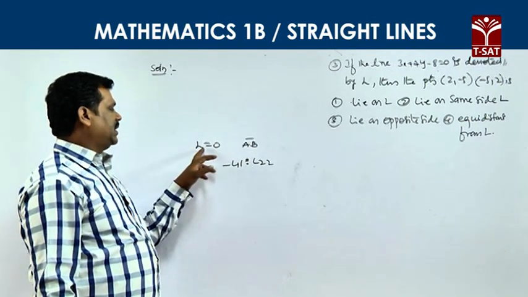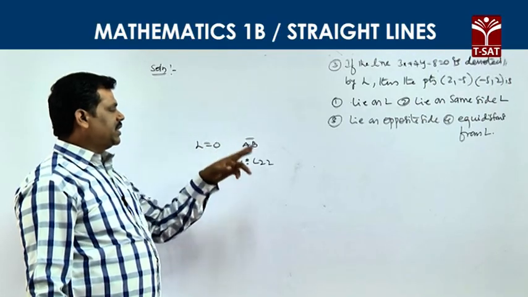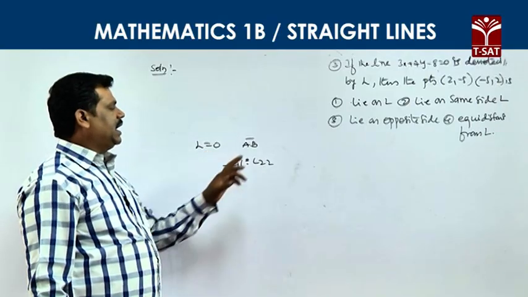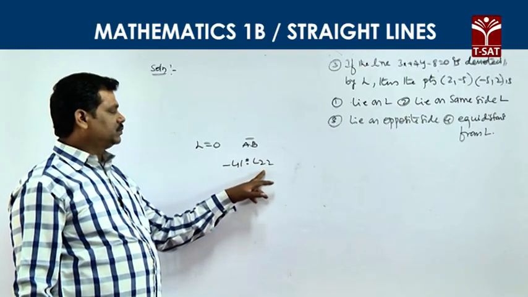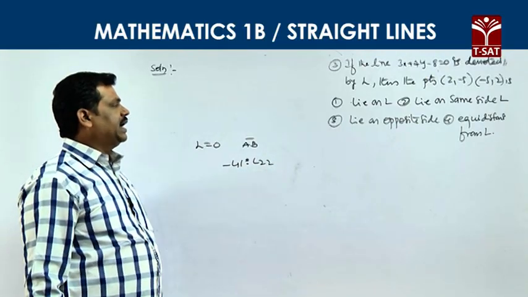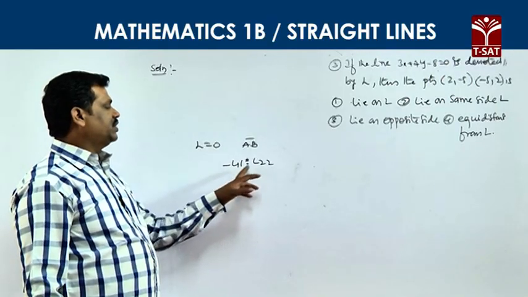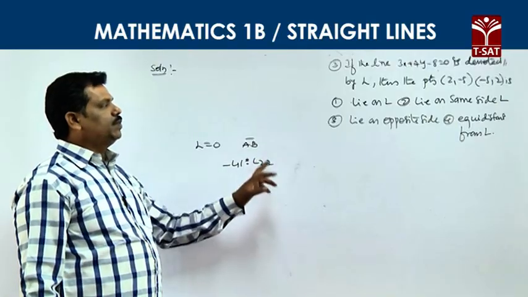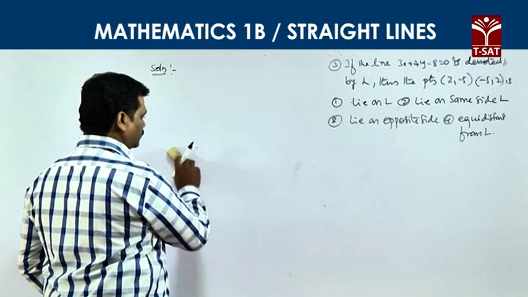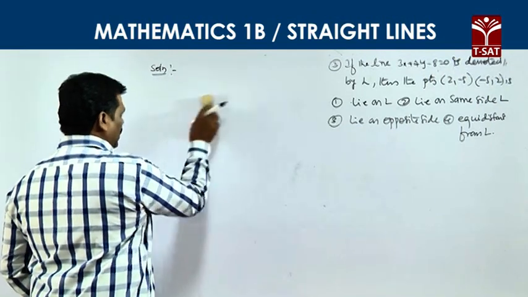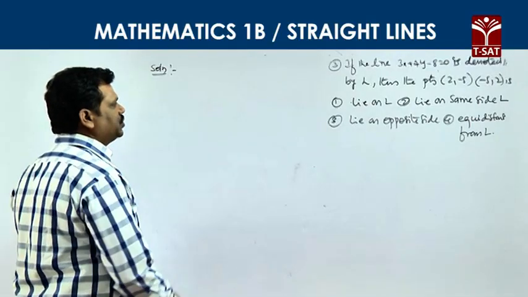Substituting the first point in L = 0, we get L11. Substituting the second point in L, we get L22. If −L11 : L22 is greater than 0, the given two points lie on opposite sides; if −L11 : L22 is less than 0, then the two points lie on the same side. That is the definition of the ratio in which the line L = 0 divides the line segment AB: −L11 : L22.